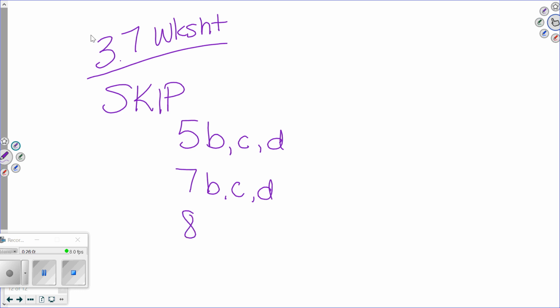And then for 8, you can cross off D, E, and F, and cross off 9. Oh, is that G? Sorry, G. I'd already crossed it off with Sharpie, so I couldn't read it. So cross off 5 B, C, D, you have to do 5A. 7 B, C, D, you have to do 7A. 8 D, E, F, G, you have to do A, B, and C. I crossed off a lot.